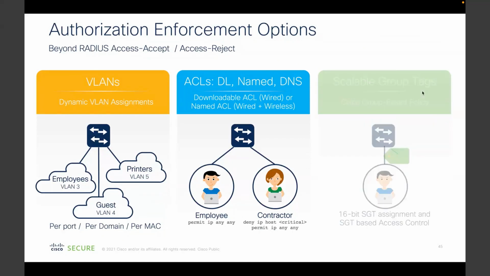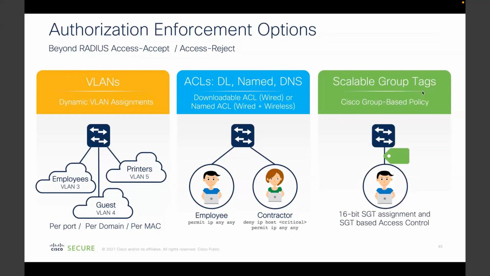Finally, we have scalable group tags. This is where you do what was called TrustSec or Cisco's group-based policy with software-defined access. This is something that we implement at the hardware level, and in every frame, we tag the frame with a numbered group, a 16-bit SGT assignment. This is something you're able to use so that as this frame travels around the network, you are able to apply policy against it.